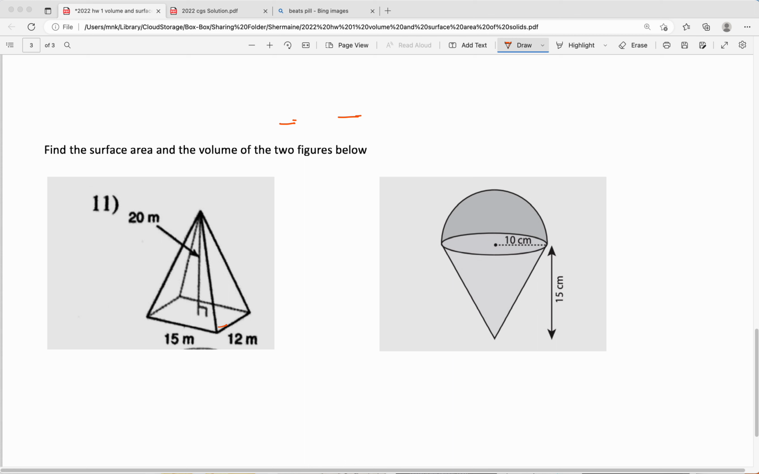Give me your pencil. 6A. 6A, that one. Okay, yeah. Good.